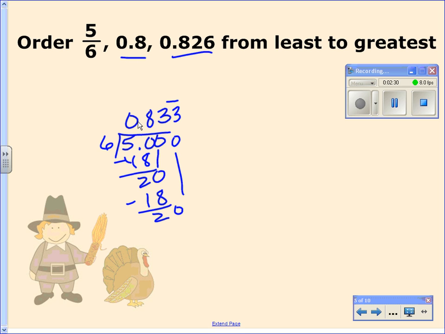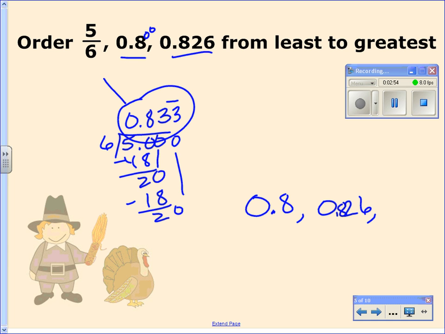So, again, I've got 0.833, 0.8, and 0.826. So, basically, I can put those two zeros on here. So 0.8 is the least, because 800 is less than 826 or 833. And then 0.826 is next. And then this one would be the biggest. But I'm going to put that back into its original form in my answer.